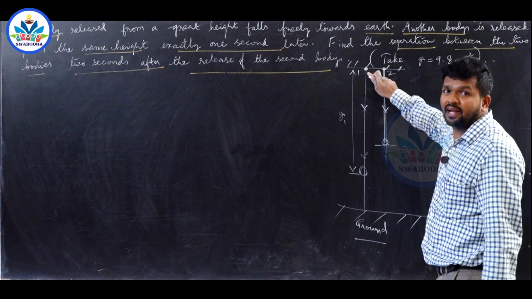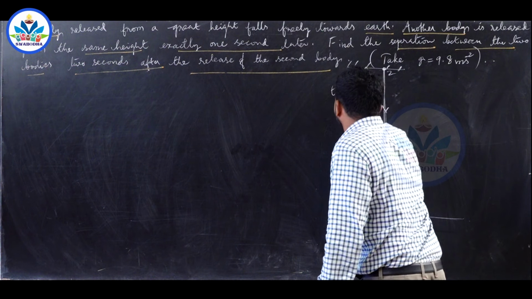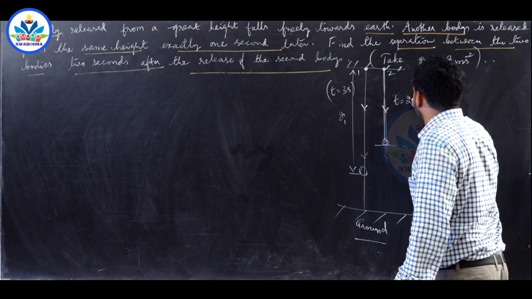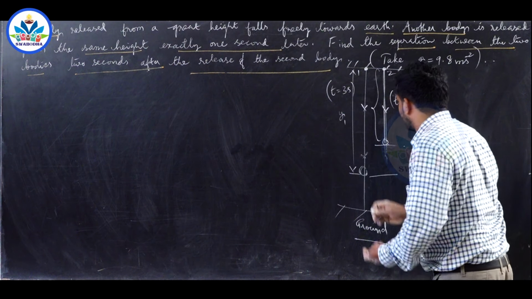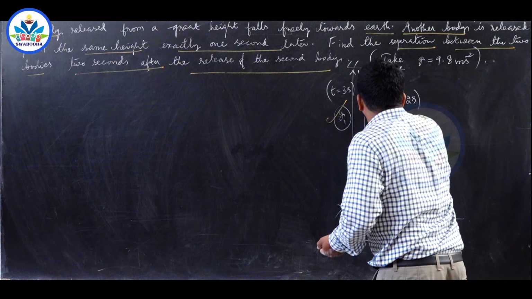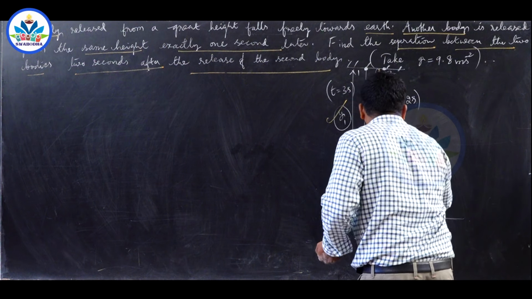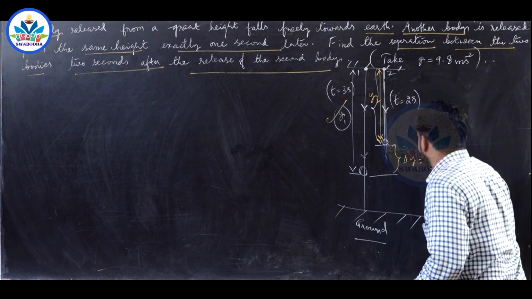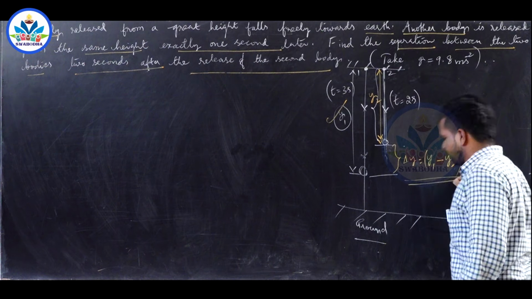But the first body was released 1 second prior to the second body. No doubt here t equals 3 seconds. The first body is here, so here t equals 2 seconds. Let this be y1, let this distance be y2. Now you are supposed to calculate this separation, that is delta y equals y1 minus y2.